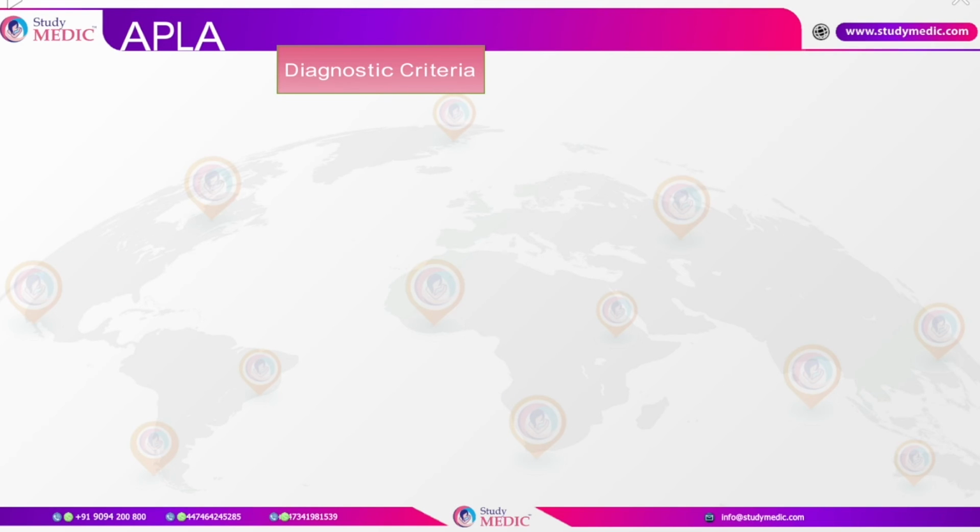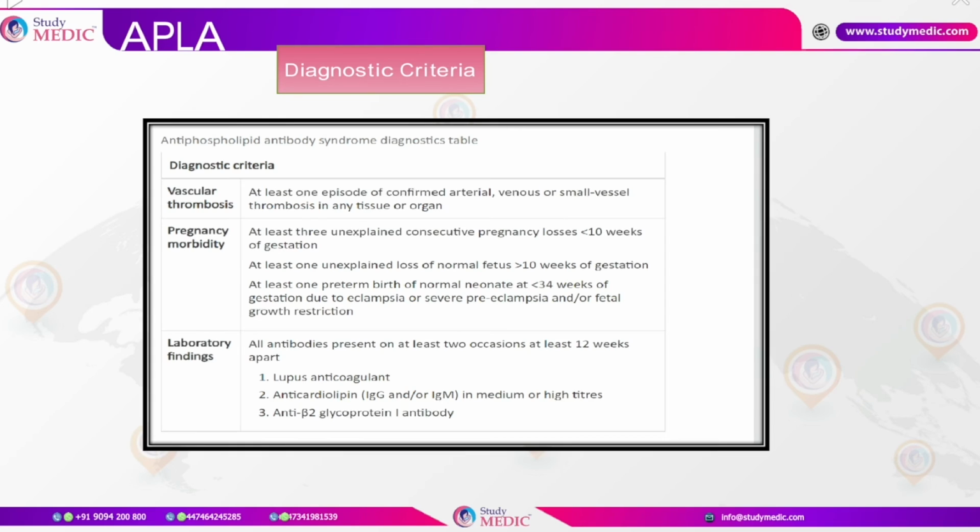Talking about one more very important condition, that is APLA. We see that many of the patients coming with recurrent miscarriages are diagnosed with a case of APLA syndrome. So what is the diagnostic criteria? It is nothing but the Sydney criteria, and it has the vascular thrombosis event. It includes the pregnancy morbidity and it includes the lab findings. So it is clinical versus lab.